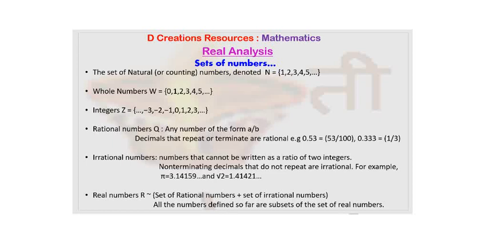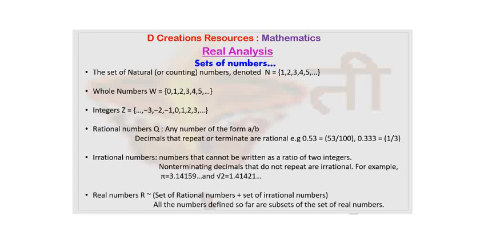So the first set, of course, is the set of natural numbers. Now numbers are usually associated with counting. So all those numbers that can be used for counting come under set of natural numbers. So 1, 2, 3, 4 and so on and so forth.